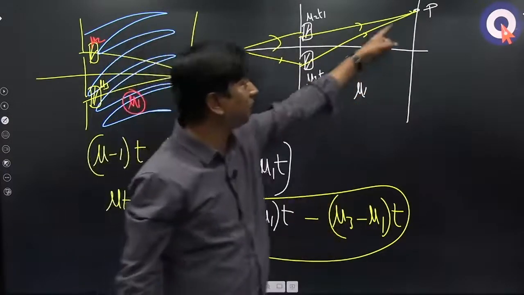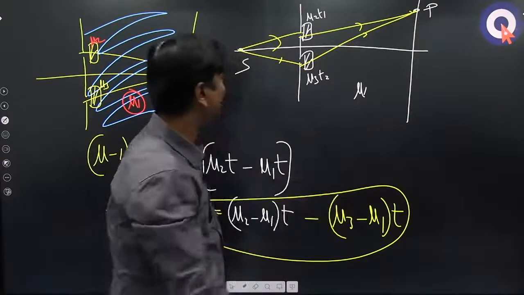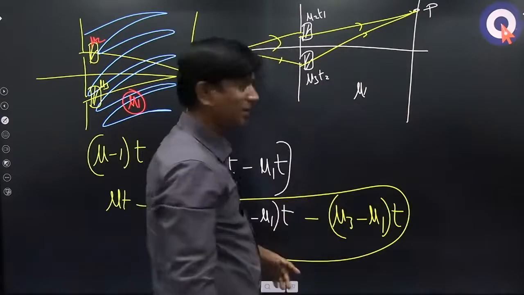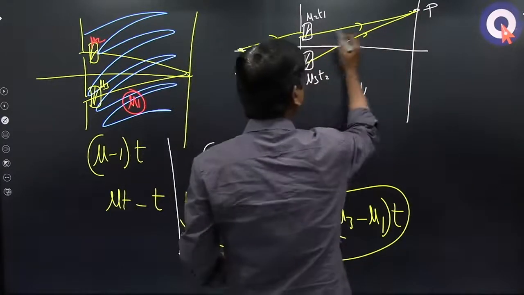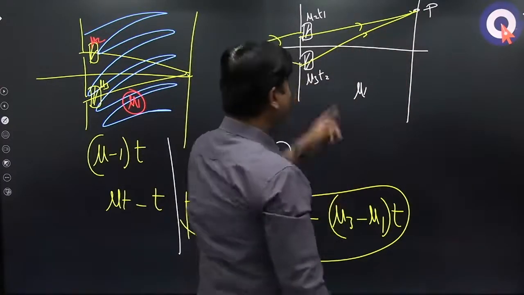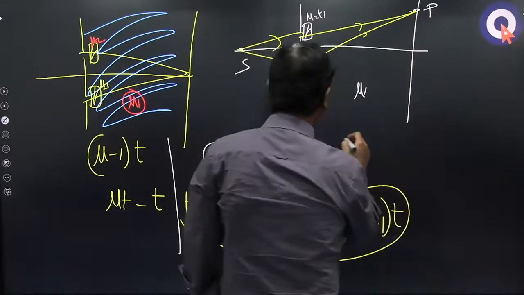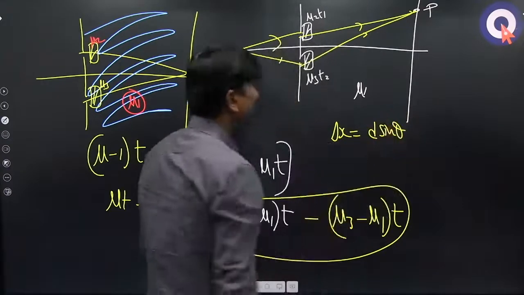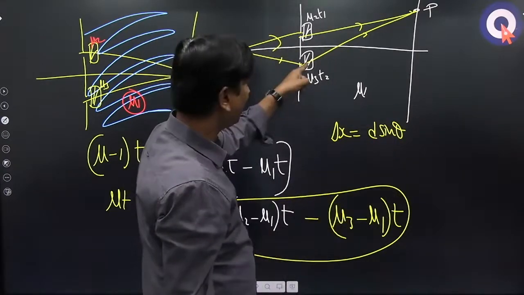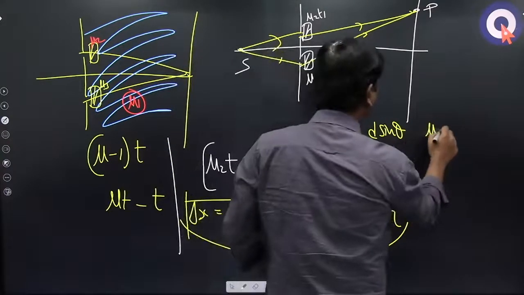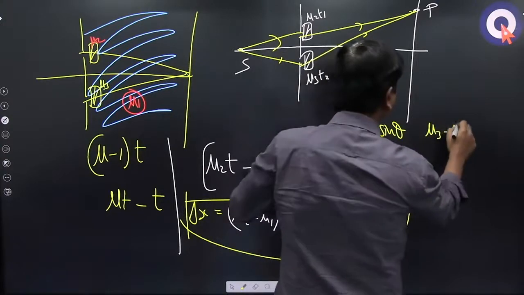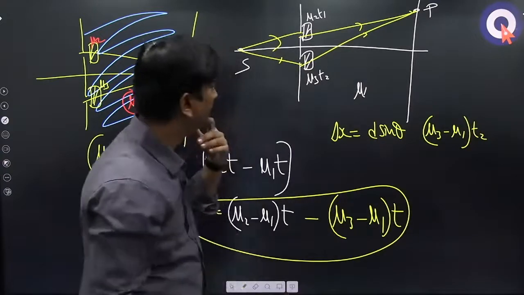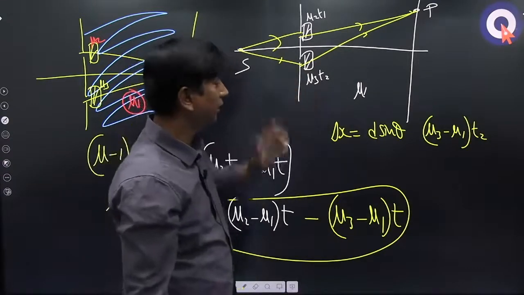So let us write the net path difference at point P. First, the lower one is longer, so I'll take it positive. First of all, this is geometrically longer than this by d sin theta, delta x equals d sin theta. Then it is also longer optically, so optically I'll write (mu 3 minus mu 1) into T2.